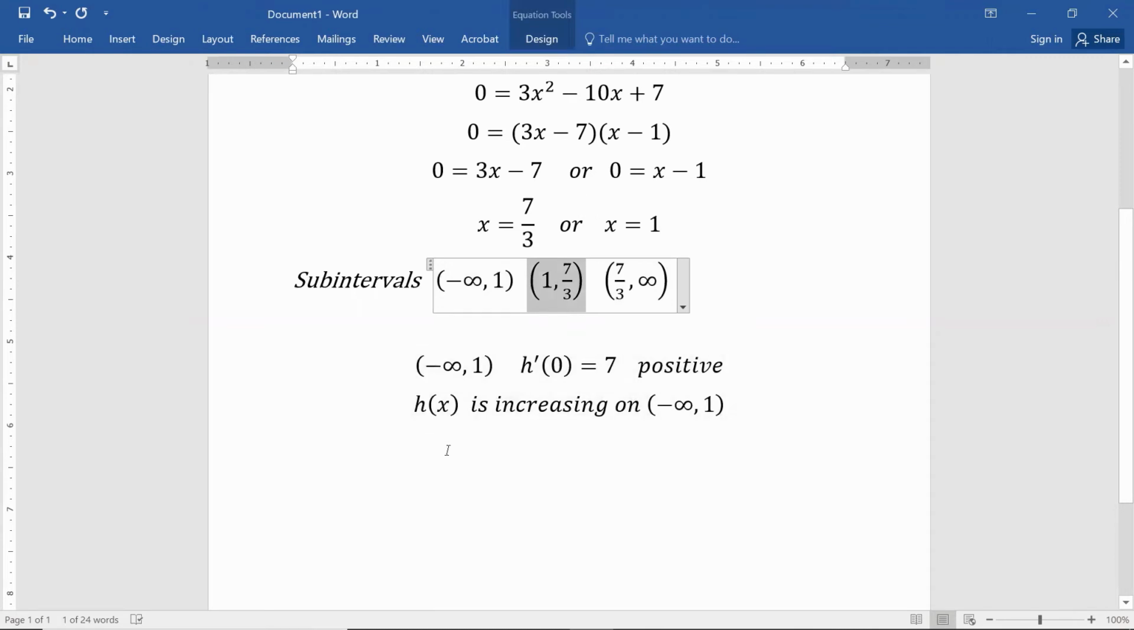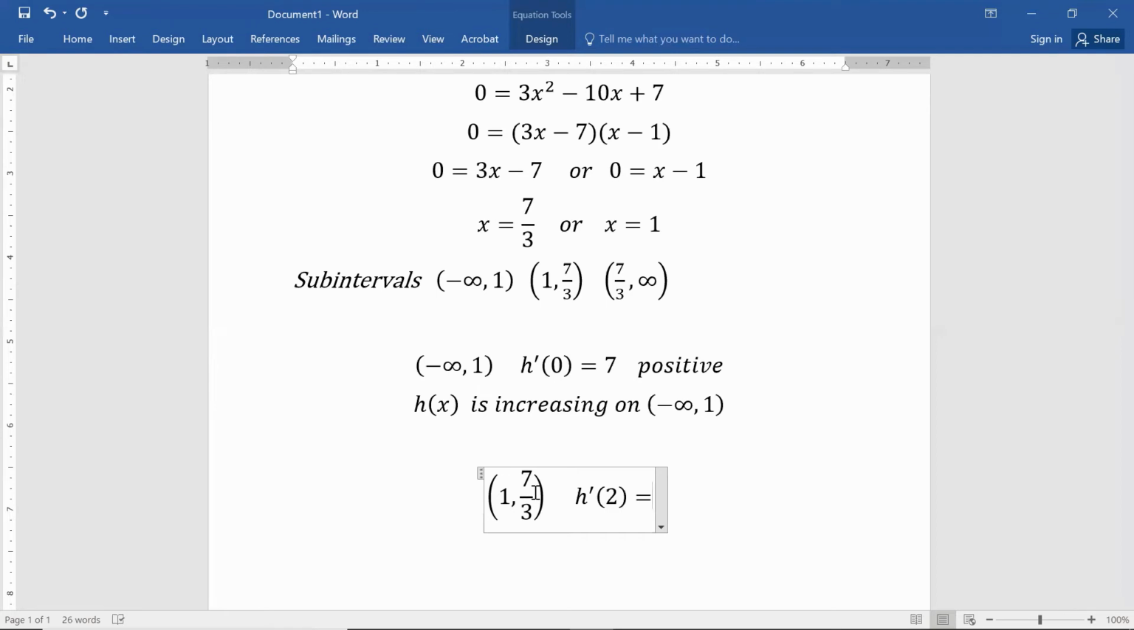Let's look at the next subinterval from 1 to 7/3. We plug into the derivative some number between 1 and 7/3. I'm going to use 2. Obviously, you can make this 1.5, you can make this 1.75, you can make it any number between there, but for sake of ease, do the easiest thing you can. So 2 is a pretty easy number to plug in.